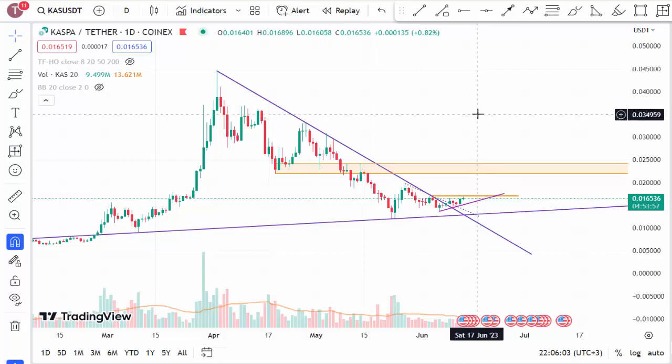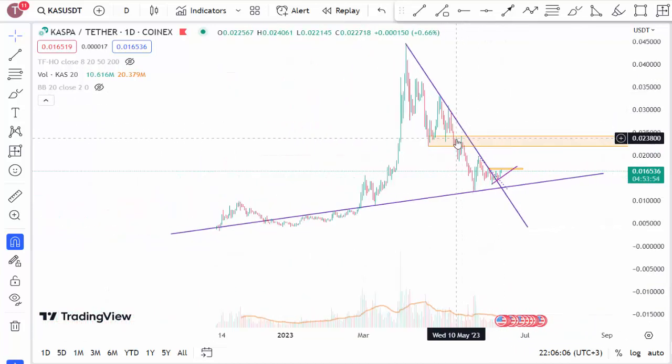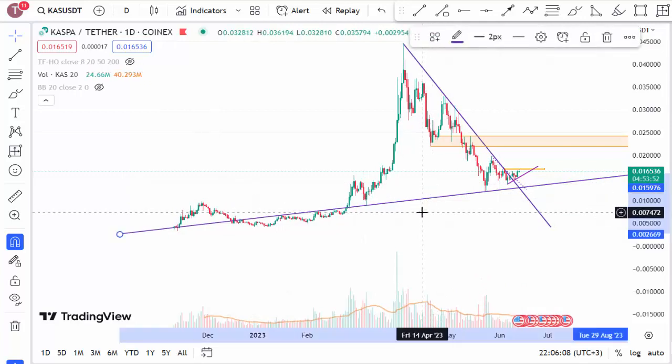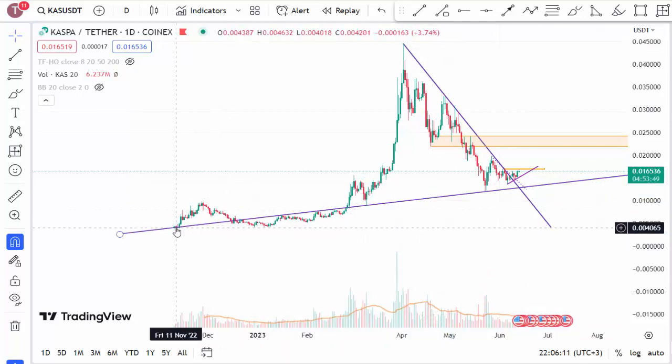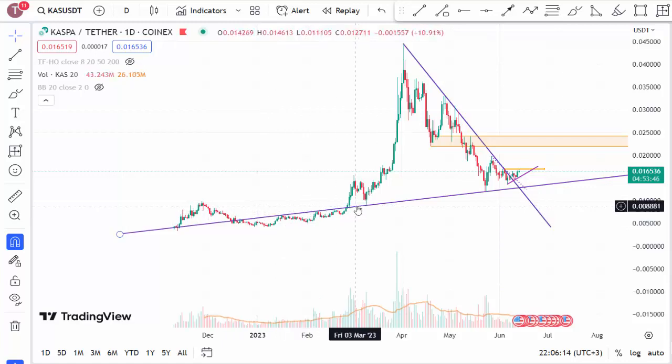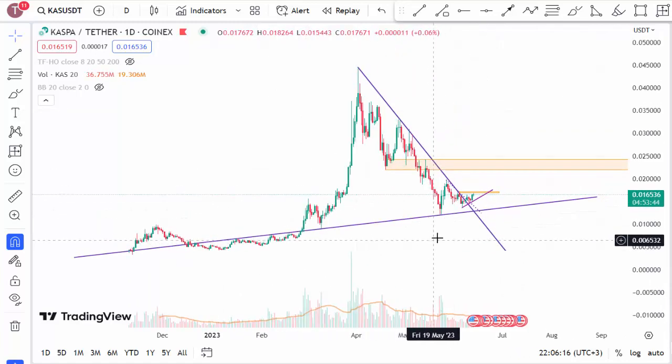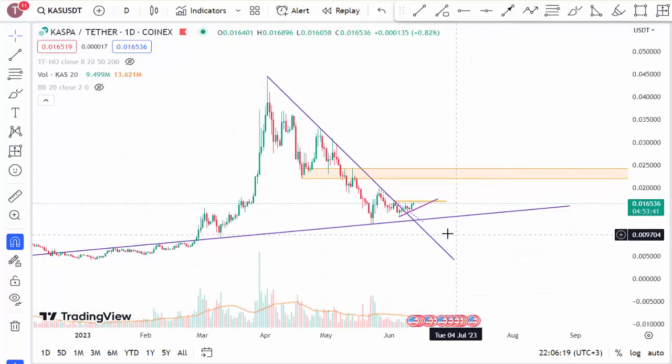Today, we will share the technical analysis of Kaspa Coin. First of all, we have a great trend line that has been holding since the coin's inception, with 2345 touches. Currently, the price movements are also adhering to this trend line.